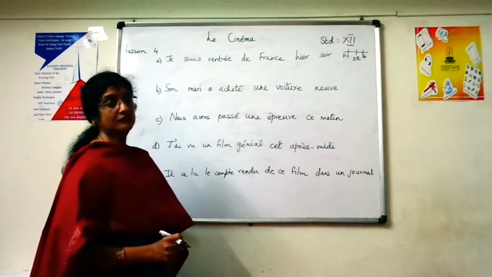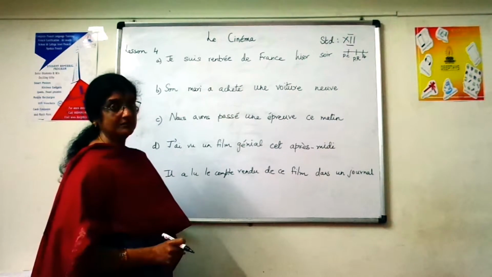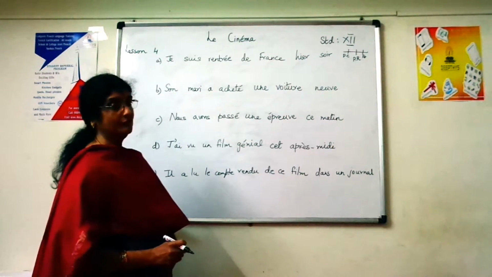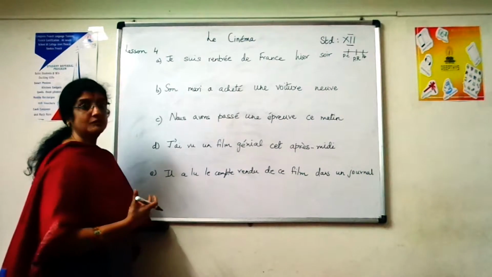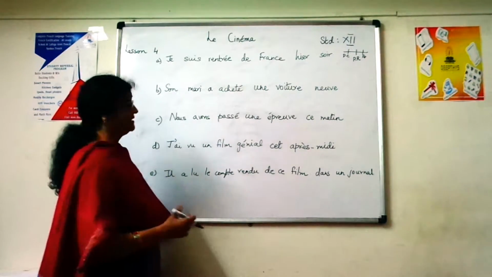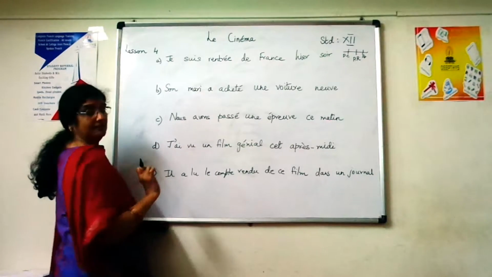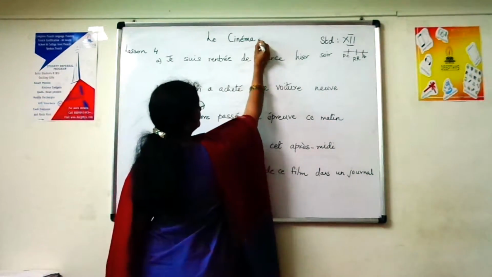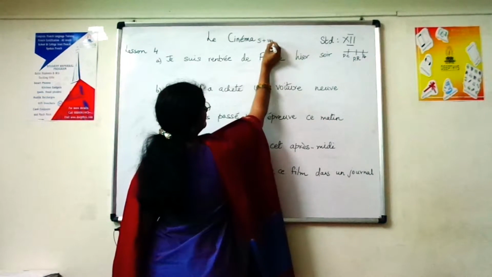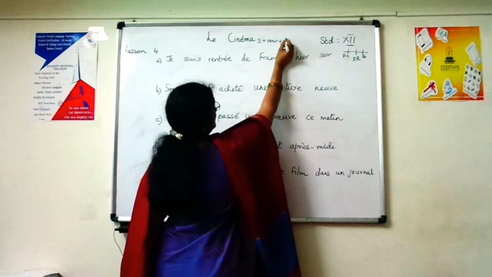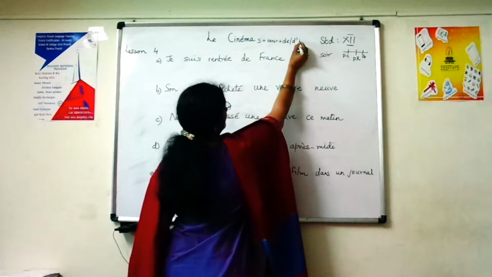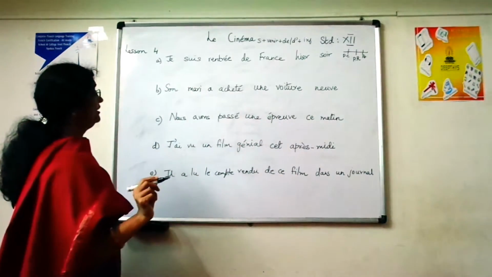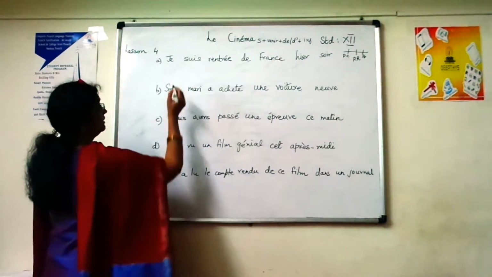And what is the syntax for the recent past? Subject plus venir plus de or d apostrophe plus the infinitive of the verb. So we just looked into the exercise of how we change from passé composé to passé récent. So I'm going to show you the logic here, how to change it. So what is the syntax? I'll go over the syntax once again. You write the subject, then you write venir, then you write de or d apostrophe, plus you write the infinitive of the verb.